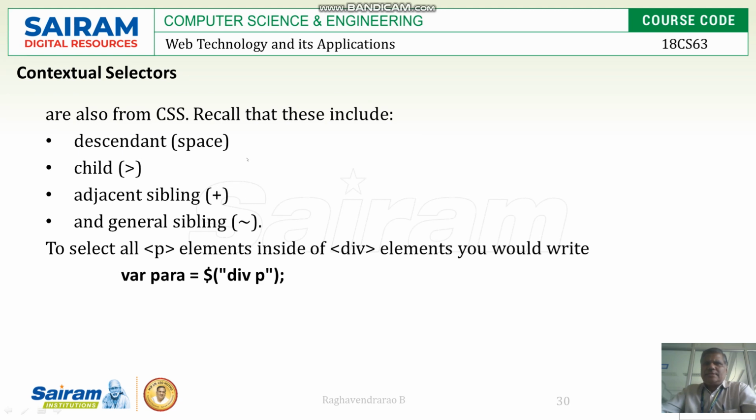Contextual selectors, this is also the same. The space is the descendant, greater than is the child symbol. For the adjacent sibling, we will use the plus symbol. For general siblings, we will use the tilde symbol. So these things we will be going to use in the program.